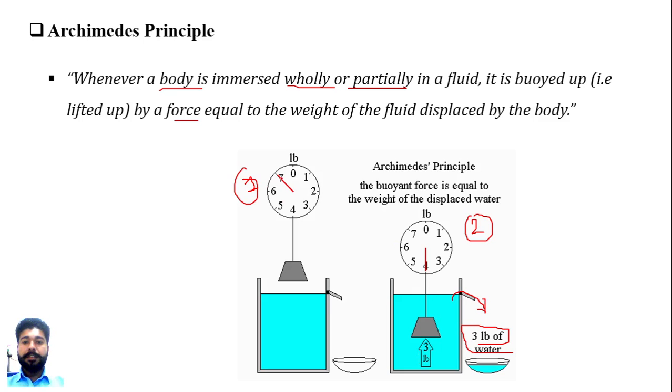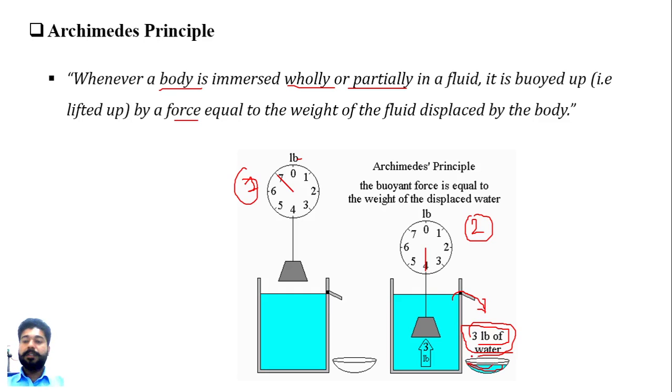Over here, the load of this dead weight was around 7 pounds. When you put this load inside this container, the load of the dead weight decreases by 3 pounds, and this 3 pounds of water is displaced from this container to this bucket.